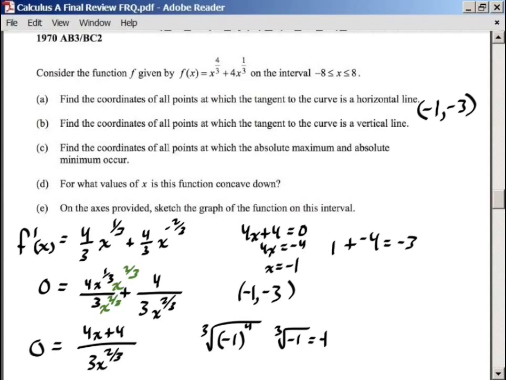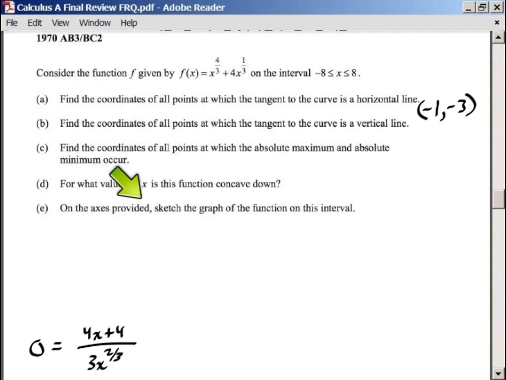Okay, let me erase all that work right there. Okay, now let's look at the second part. I didn't erase this because that was my f prime. Let's change that to f prime now. So this is f prime right here. Alright, so what do we have to do for the next one?